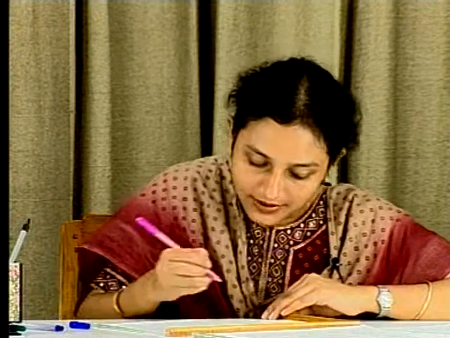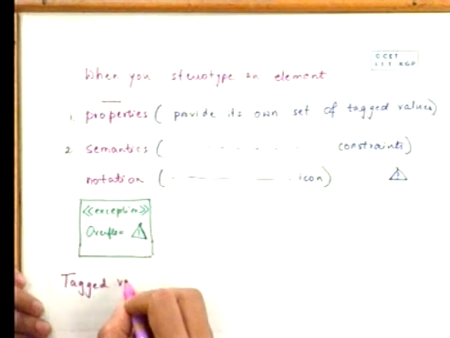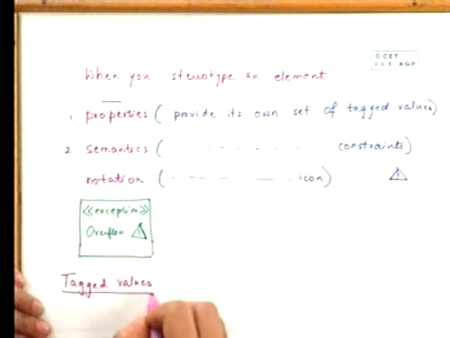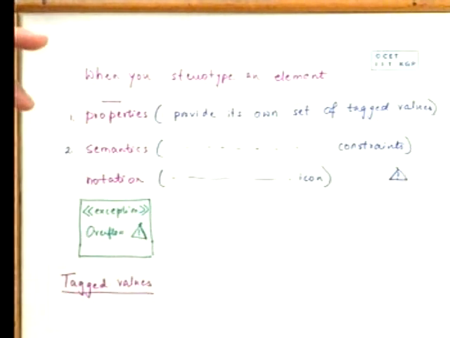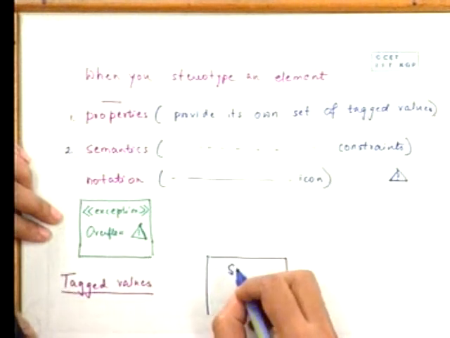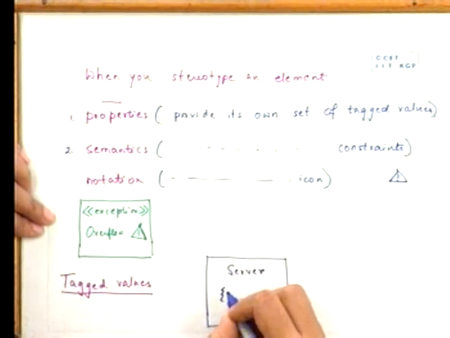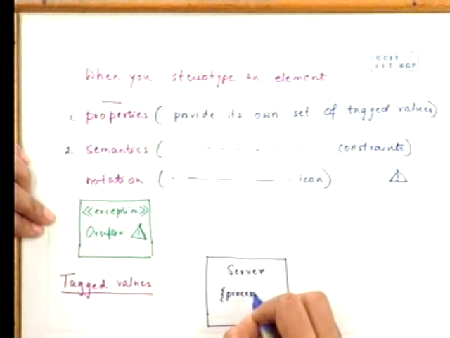Now about tagged values. With a stereotype or with a class, you may attach a value which is known as a tagged value, and that is represented like this. For example, this denotes the class server, and for this instance of the server, the tagged value is processors equal to 3.